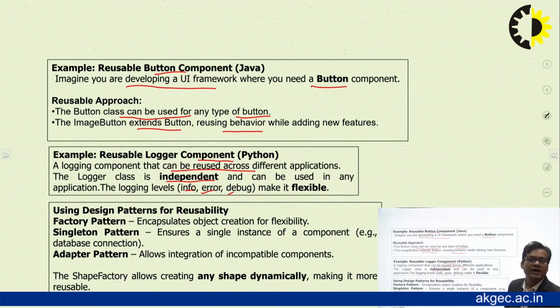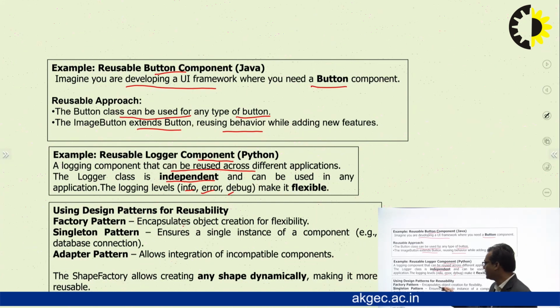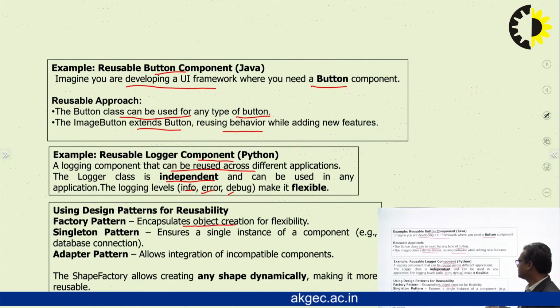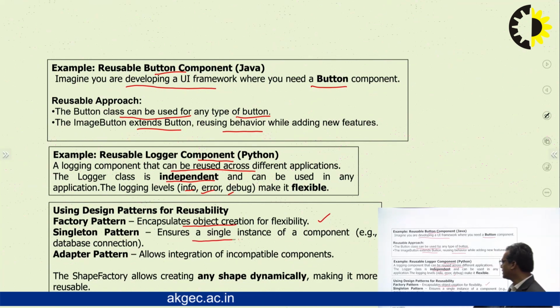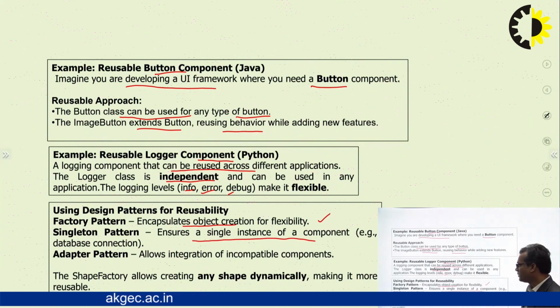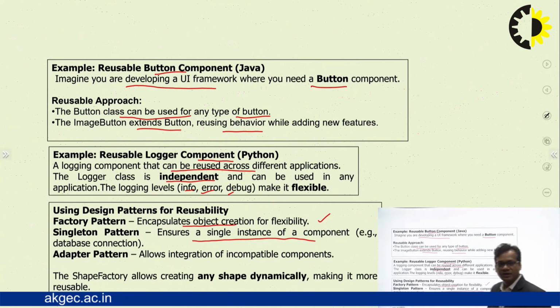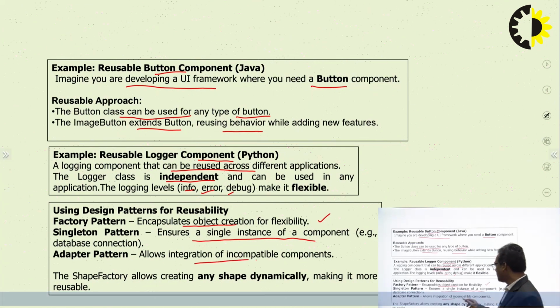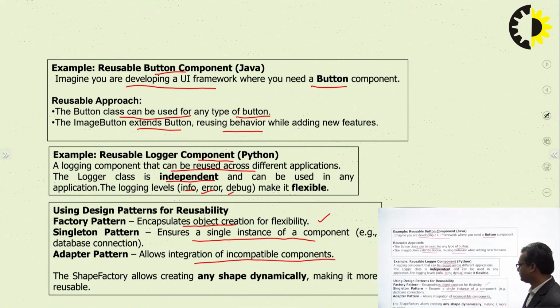Using design patterns for reusability, we use factory patterns to encapsulate object creation for flexibility. The singleton pattern ensures a single instance of a component, for example, a database connection. Adapter patterns allow integration of incompatible components. As in the shape factory, it allows creating any shape dynamically, making it more reusable.